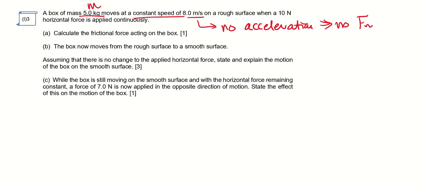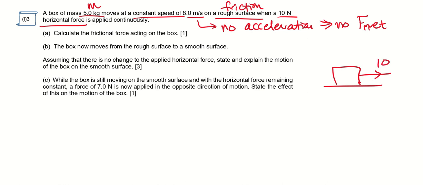Okay, so later we will need to draw a free body diagram just to be clearer. Then there's a rough surface. So rough surface, that means there is friction. Okay, so this happens when it's being pulled by a 10 Newton horizontal force. So let me just draw the free body diagram. Let's say it's being pulled with 10 Newton.